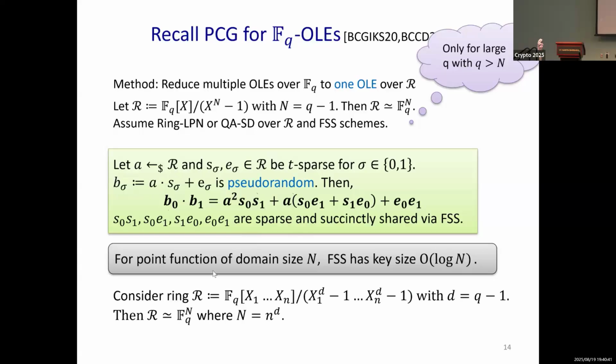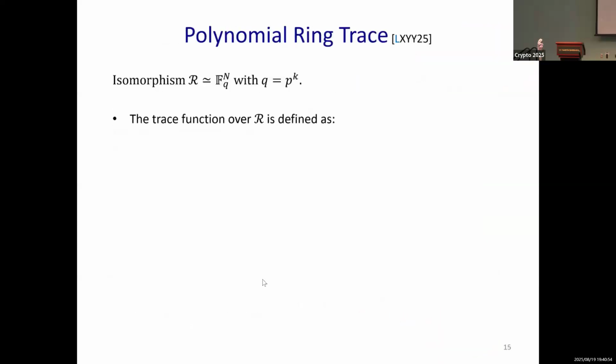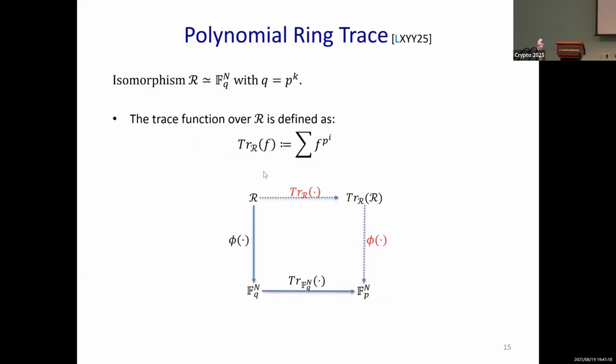For smaller q, they considered the multivariate polynomial ring. And this method only works for q at least 3. To construct a PCG over any field, recently LXYY defined a trace function for the polynomial ring elements. The trace function is defined as the sum of x to the power p^n. And they also proved that the trace function and the isomorphism are available. So they obtained this result.